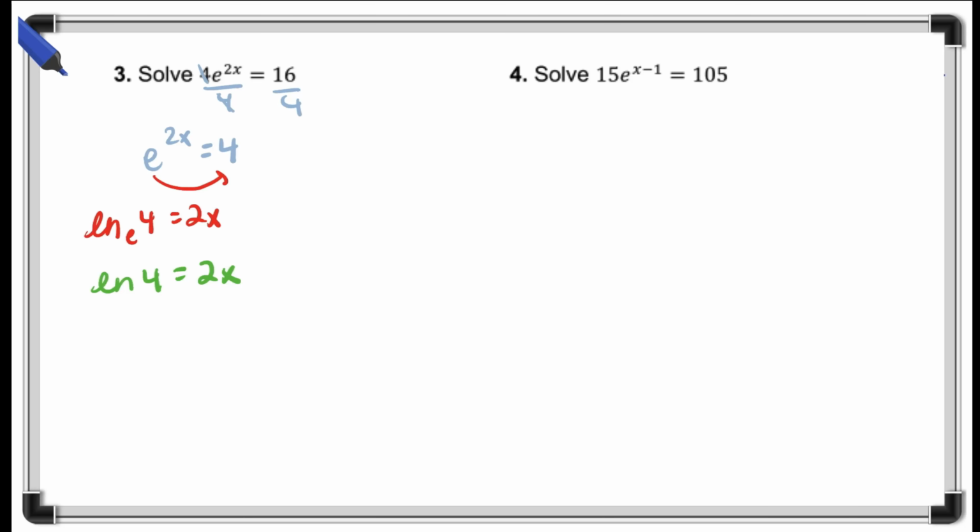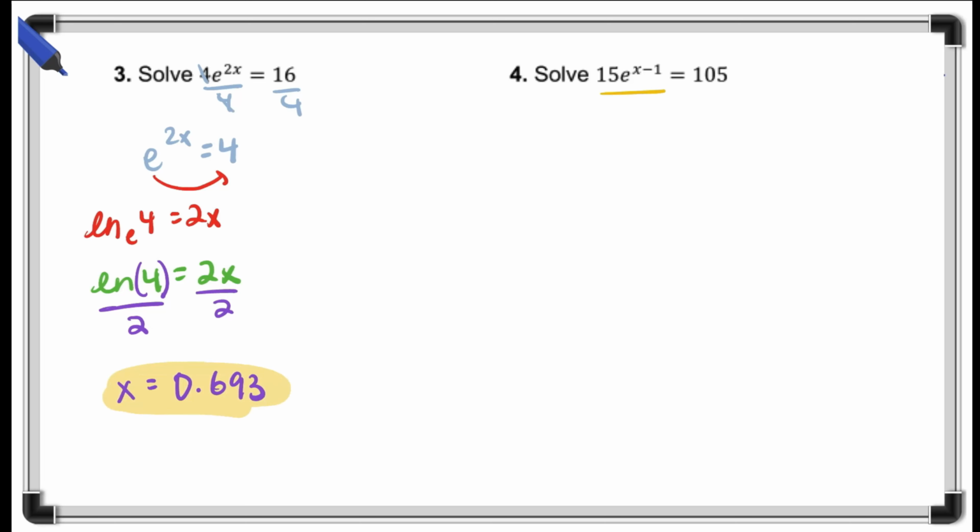And then as you are solving, again, remember that when you put this in the calculator, make sure you put this with a fraction bar, or you are closing the parenthesis after the 4 to show that it is only part of the argument. So then x is approximately 0.693.